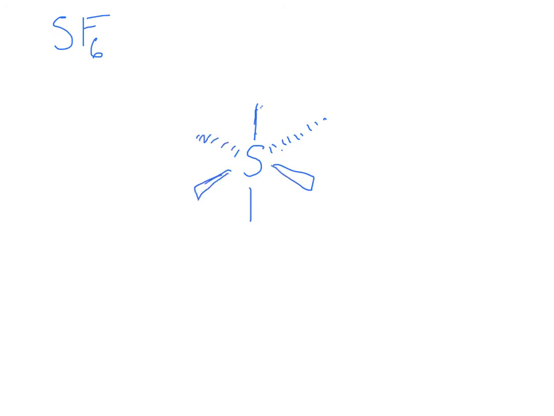So remember, the wedges come out of the plane and the dashed lines go into the plane, and we get our fluorines around it, like so. And all of these, every single one, is going to be 90 degrees to each other. No matter which way you turn it, it's always going to be 90 degrees. And it's totally symmetrical. And this shape is called octahedral.